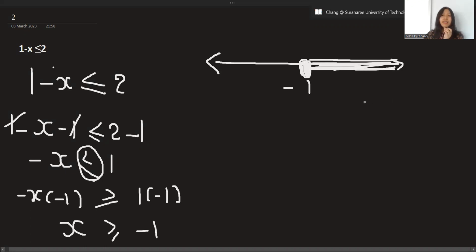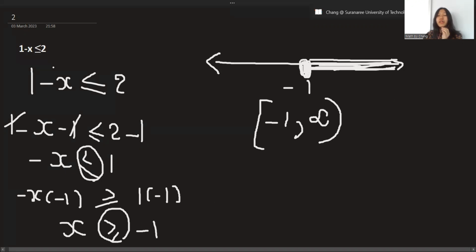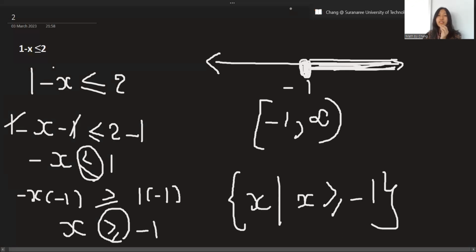All right, so that's it. And for the notation, you have to use minus 1 to plus infinity. As there is an equal sign, you have to use a square bracket here. For infinity, you always use a round bracket. All right, so this is the notation. And for the set description, the set of x such that x greater than or equal to minus 1. Okay, so that's it. So let's go to the next one.